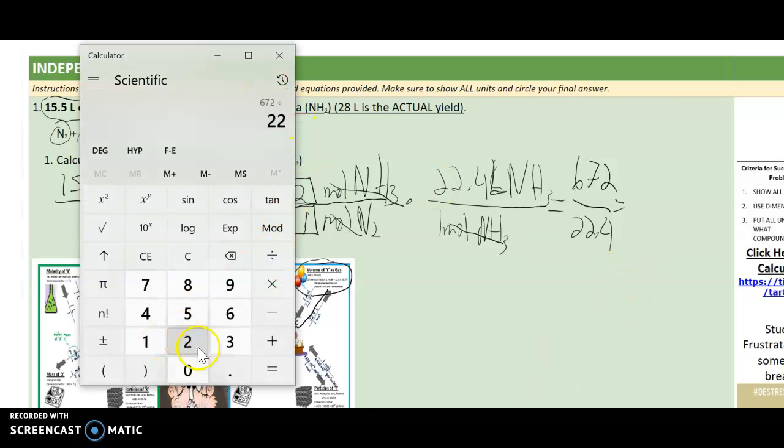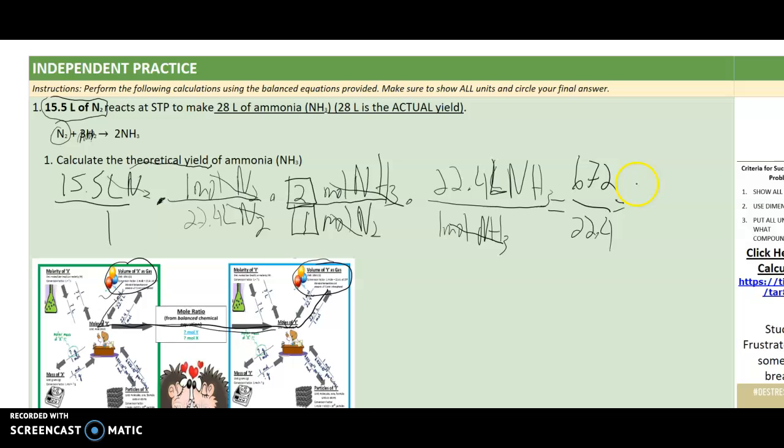Divided by 22.4. 30. 30, what, if you forget? What's the unit that didn't cancel out? The very last one on the top, liters of NH3. So now I have my theoretical yield. My theoretical yield is 30 liters of NH3.